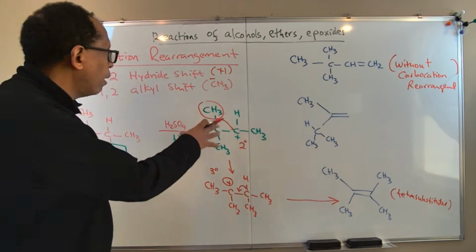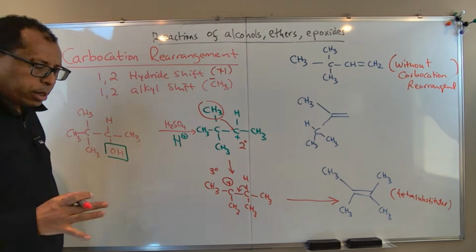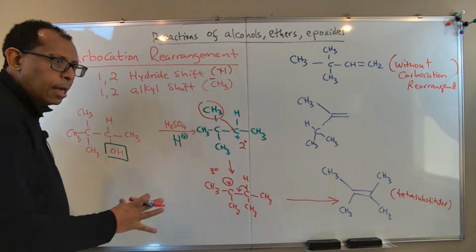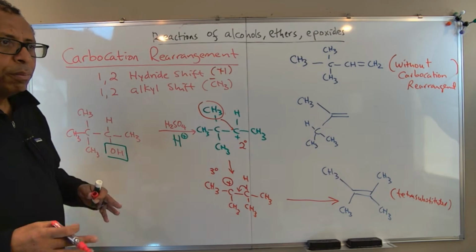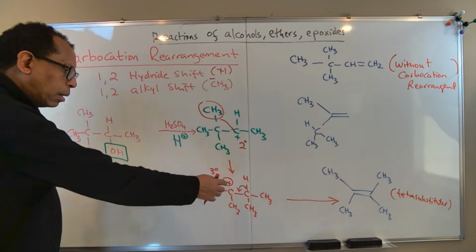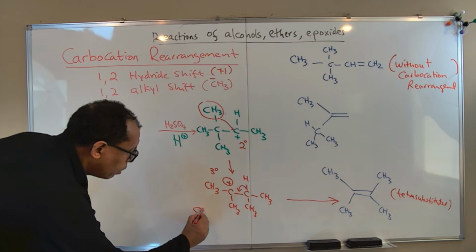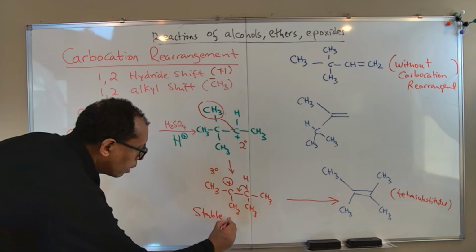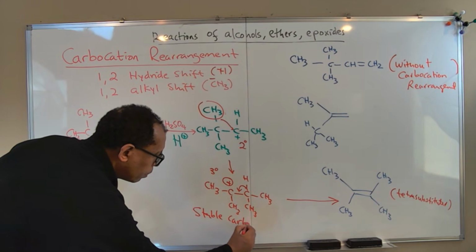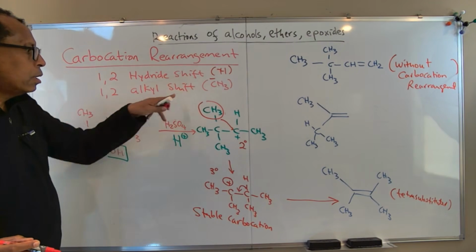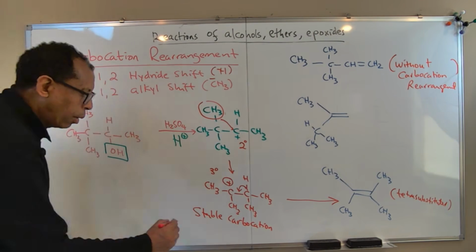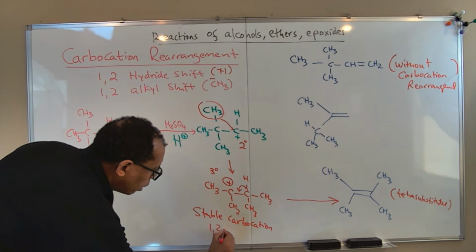So the reason why we have a carbocation rearrangement is in order to create a more stable carbocation. That is driven by the stability of this carbocation. So remember, this is a methyl shift. What we have is a 1,2 methyl shift.